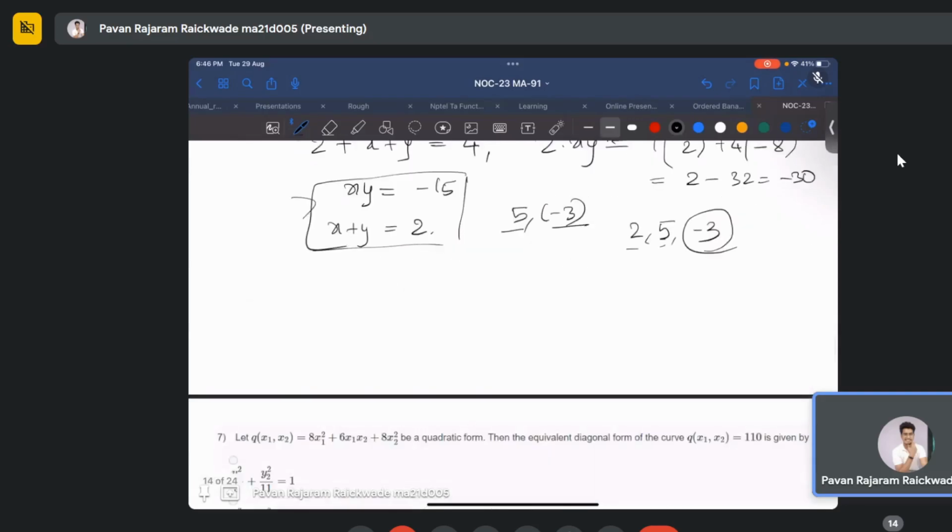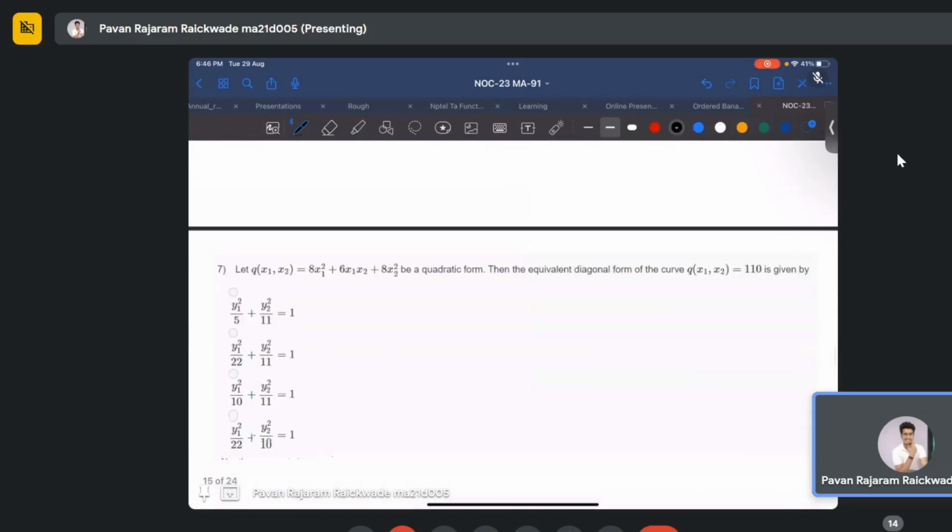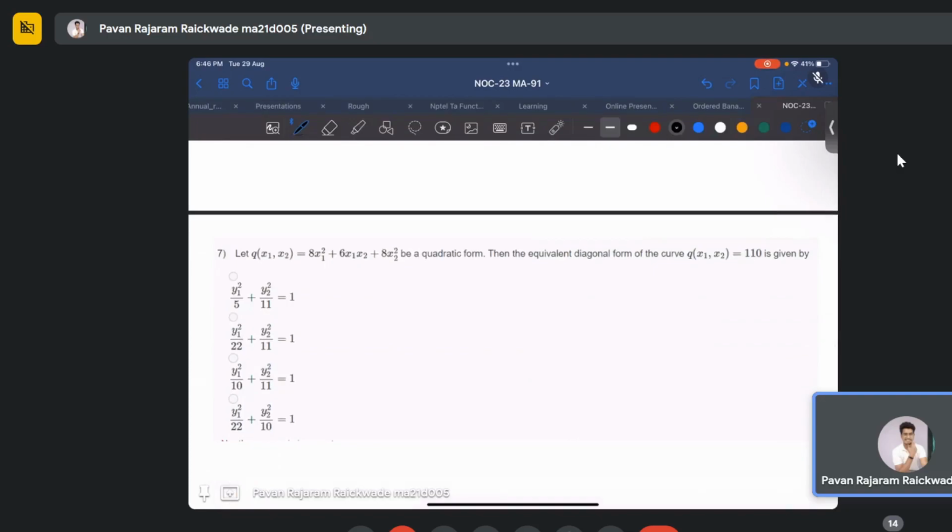Okay, let's go for the next question. Let Q of x1, x2 be a quadratic form. Then the equivalent diagonal form of the curve Q of x1, x2 equals 1, 1, 0 is given by which option? What do you mean by equivalent diagonal form? You just find the eigenvalues, find the diagonal matrix, and write the quadratic form corresponding to that diagonal matrix. This is related to finding the transformation of a quadratic form.